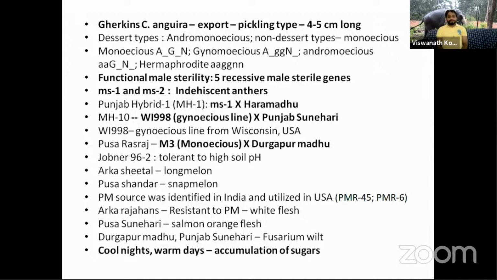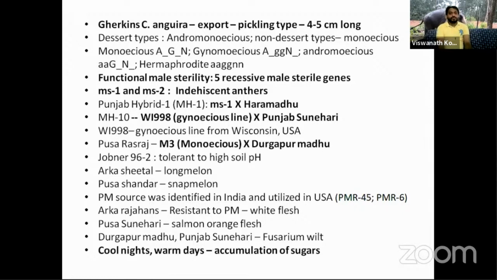So remember the process. And Pusa Rasraj, here the female parent is monoecious. Monoecious means the plant has both male and female flowers. Here we have to remove the male flowers before the anthesis. Anthesis means opening of the flower. So M3 monoecious line and Durgapur Madhu were utilized for the development of the hybrid Pusa Rasraj. And Jobner 96-2 is tolerant to high soil pH. And Arka Sheetal is a long melon variety, and Pusa Shandar is a snap melon variety. There is only one variety each, so minor melons, they may ask.